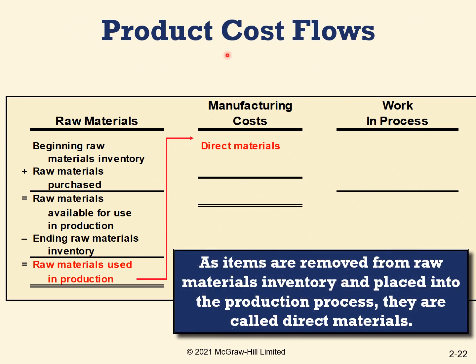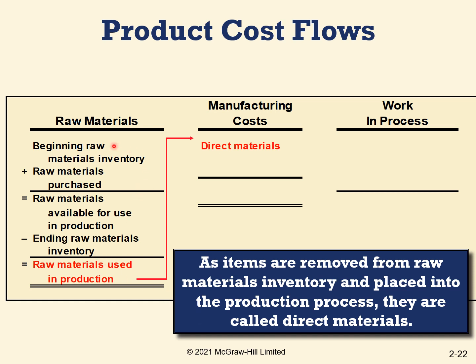So now we can start to look at our product cost flow, so how our product costs flow through the entire manufacturing process. As items are removed from raw materials inventory and placed into the production process, they are called our direct materials. As you remember, our raw materials are the things that we haven't begun any production process on. It is just sitting on our shelves. And so we can create a schedule for this.